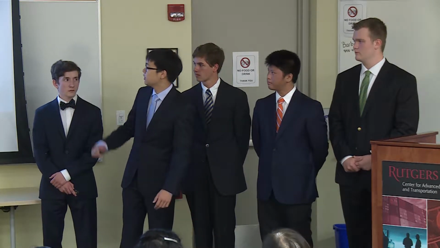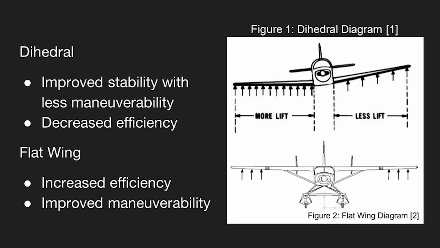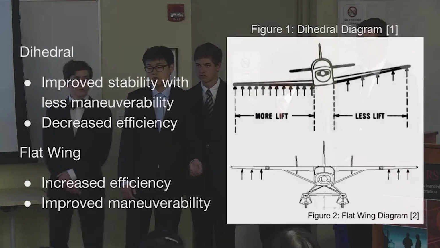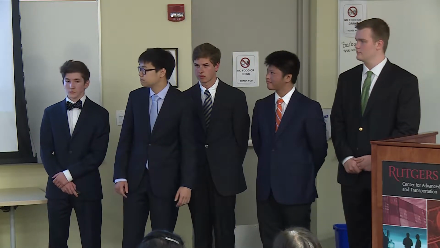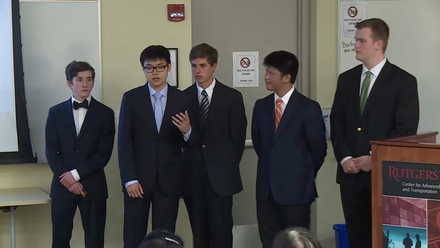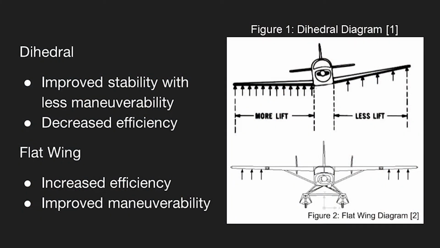As seen in figure 1, when the plane rolls slightly to the right, the right wing will become perpendicular with the lift vectors. And that will result in a higher lift on the right wing as opposed to the left wing. So this will create a self-correcting mechanism for the plane to roll towards its left side and realign with the center. The second wing design was the flat wing, as seen in figure 2.